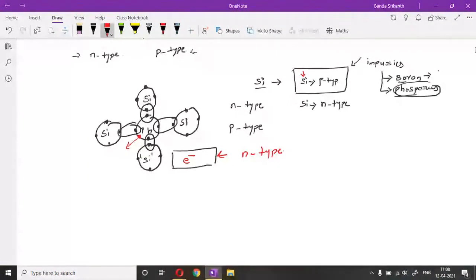Isn't it? Similarly, here another thing: if you add boron, then what happens? The boron has only 3 valency electrons. Okay, so 3 valency electrons means, I will draw.